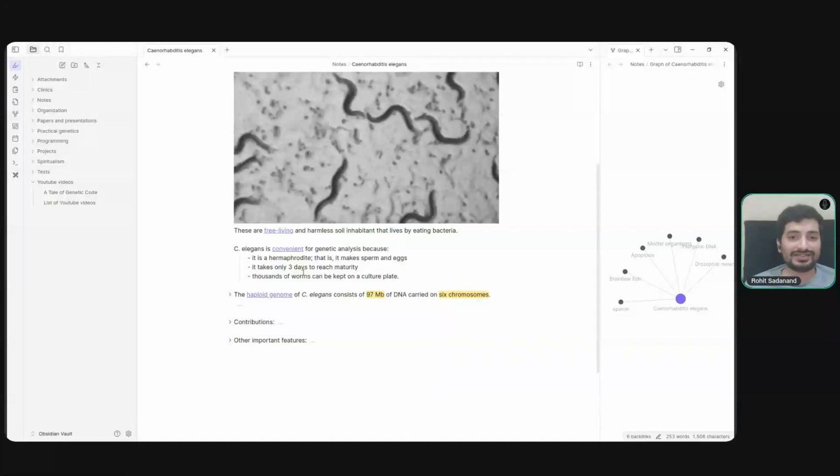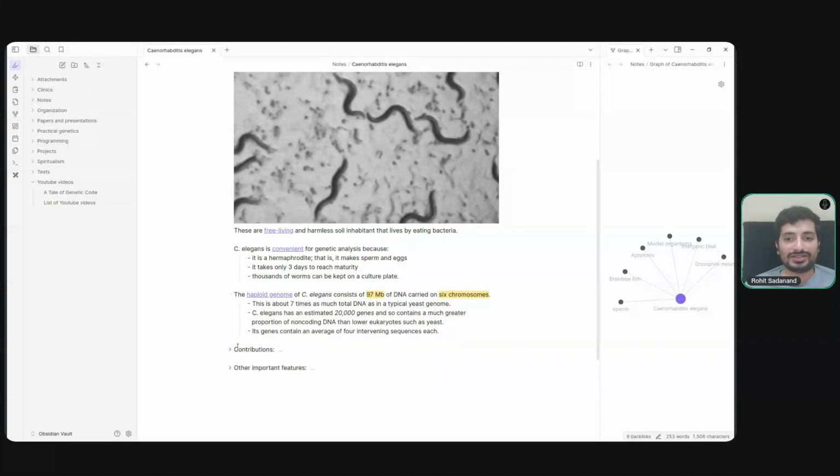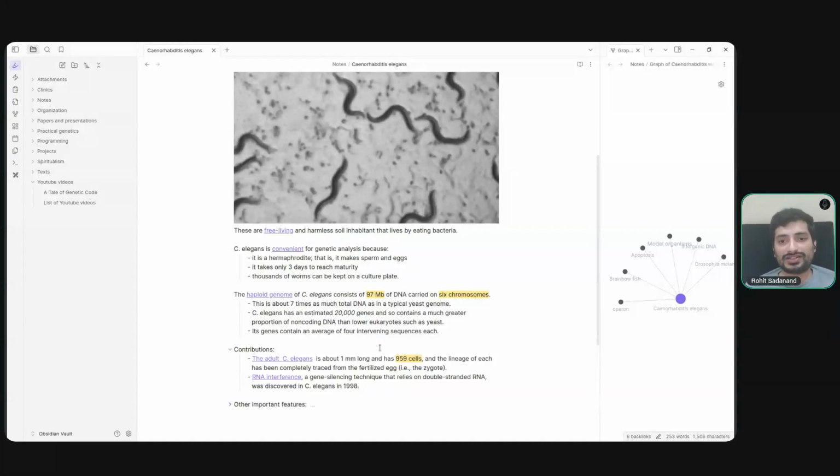lifespan of just 3 days. Not lifespan, but they take 3 days to reach maturity. They actually live for a few weeks. And of course, you can keep thousands of these on a culture plate. The interesting thing about this is that the number of cells in an adult roundworm is actually fixed. So if you take any adult roundworm and count the number of its cells, it's always going to be 959.